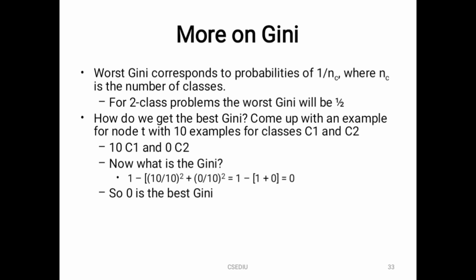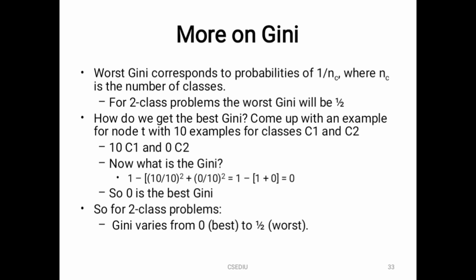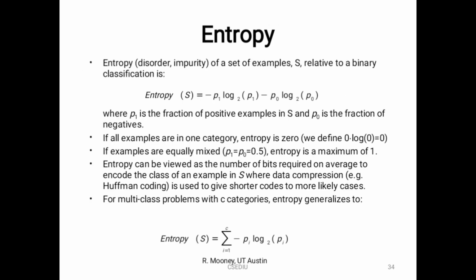The equation is the same. Here the Gini computation uses probability. For two-class problems, Gini varies from 0 to 1/2, the worst. The entropy formula here is S: minus p1 log base 2 of p1, minus p0 log base 2 of p0, where p1 is the fraction of positive examples in S and p0 is the fraction of negative examples.